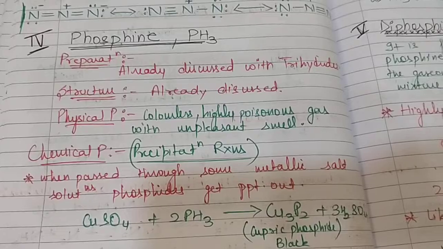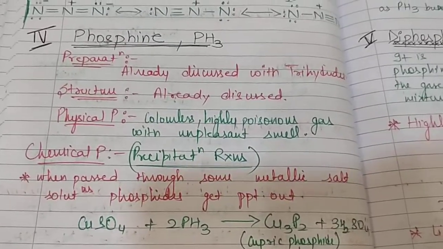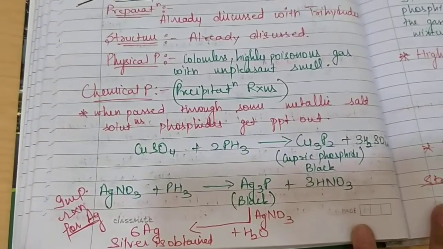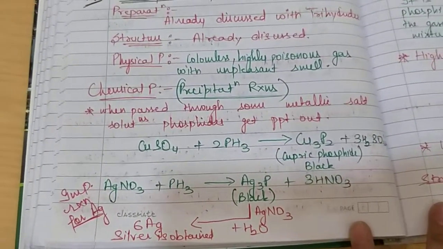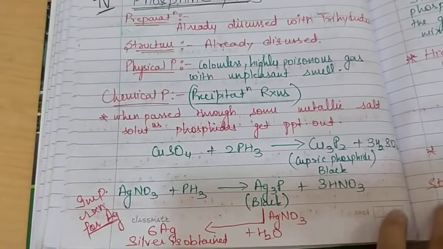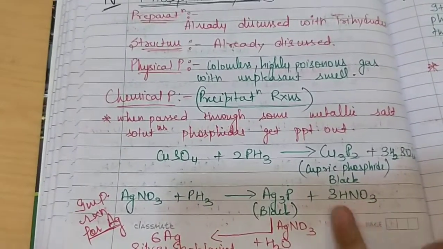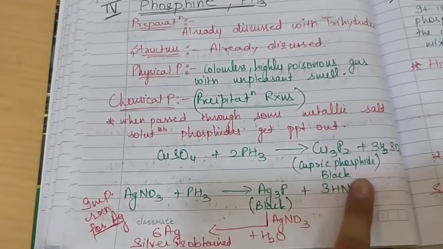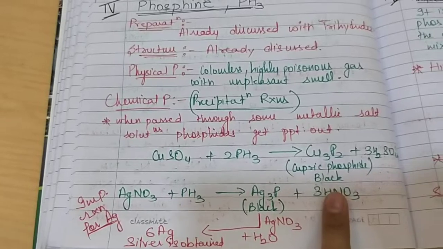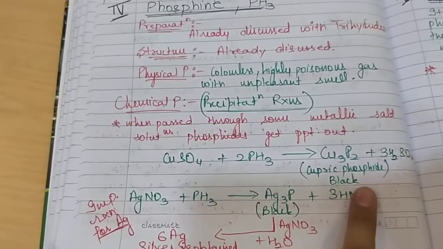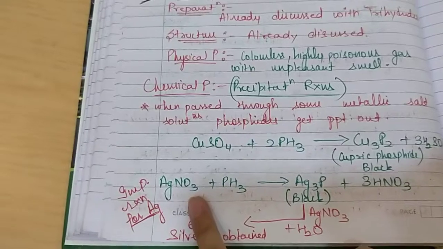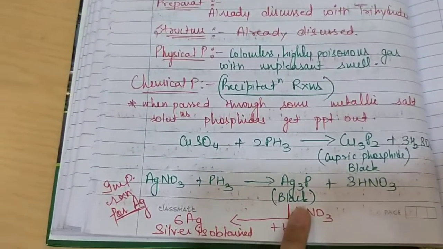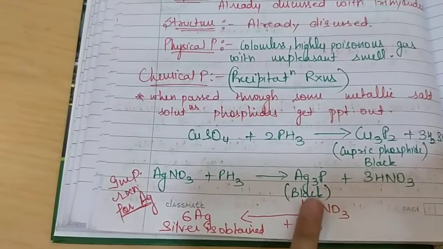Now coming to the chemical properties, this is a very important reaction: when any metal salts are reacted with phosphine, we will get the phosphides of those metals. Here copper sulfate is reacted with phosphine and what we get is cupric phosphide, which is black in color. These are the characteristic colors of the phosphides of different metals. Silver nitrate, when reacted with phosphine, gives black colored silver phosphide. This is black in color.